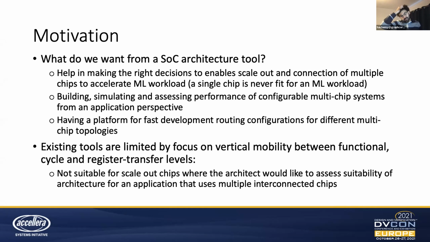Now, the available tools place big importance on the vertical mobility between functional, cycle, and register transfer levels. So we want things to be transparent across these and mappable between these levels, which means they have to maintain a fair bit of detail in terms of accuracy, avoiding more abstractions. And this makes the simulation of scale-out systems like the ones we're interested in very slow, and hence it limits how much exploration we can do. So this motivated us to work around this and come up with something.